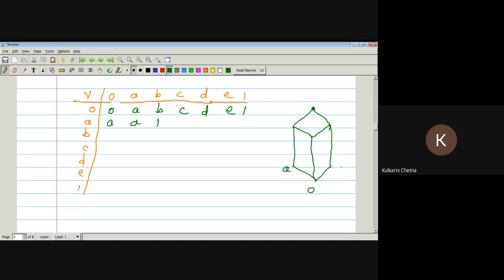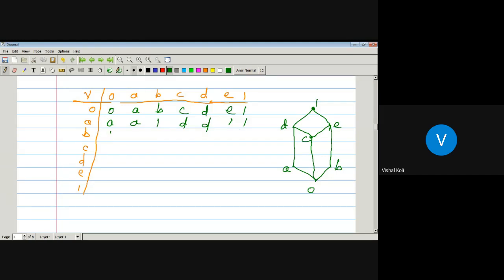Zero, A, B, C, D, E, and 1. Yes. What is the join of A and C? D. Here is A, here is C. Then join is D. What about A and D, which is D? A and E, 1. Which is 1. A and 1, 1.